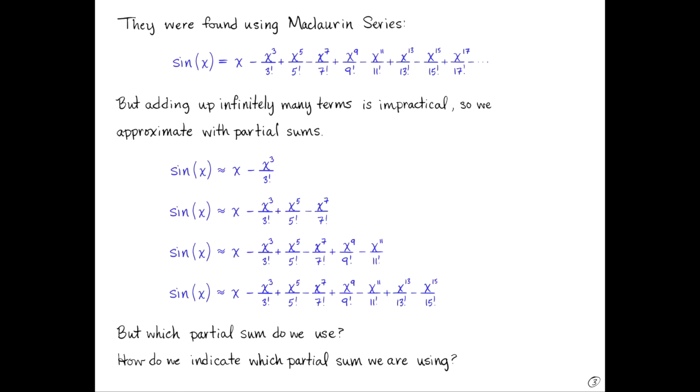But why stop there? Maybe we should keep going and add x to the 5th over 5 factorial minus x to the 7th over 7 factorial. Or maybe we should go even further. How do we know which partial sum to use? And even if we know which partial sum to use, how do we differentiate between one partial sum and another partial sum? Let's find a more precise definition for these partial sums.